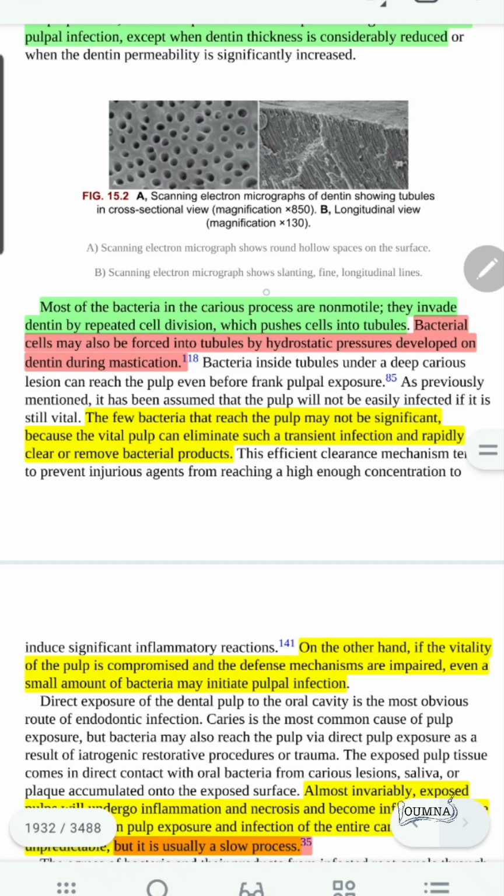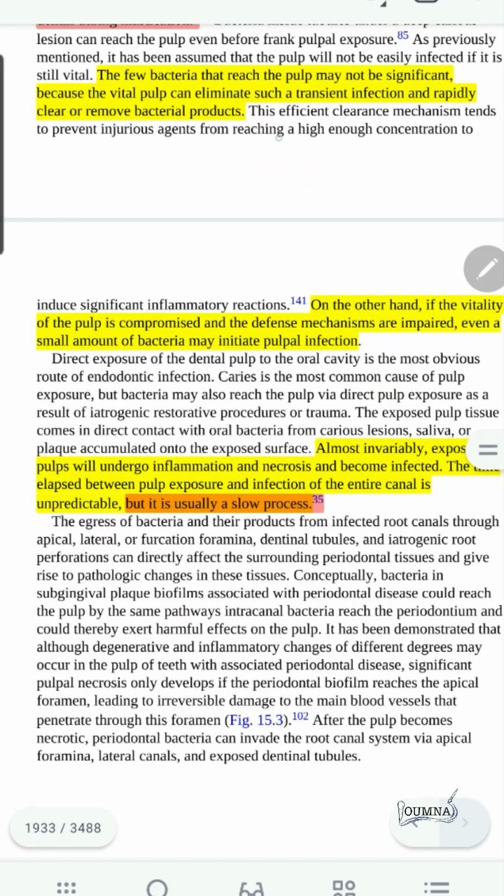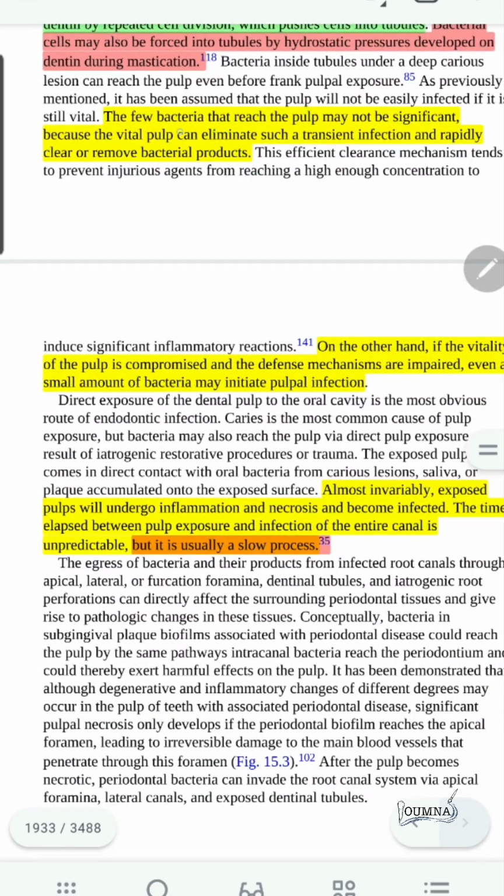Also, the bacteria are non-motile, which means that they invade the dentin by repeated cell division, which pushes these cells into the tubules. The bacterial cells may also be forced into the tubules by the hydrostatic pressures developed in dentin during the mastication process.